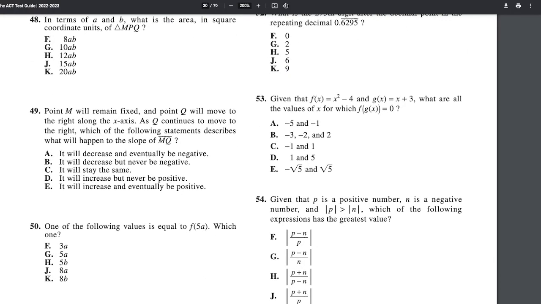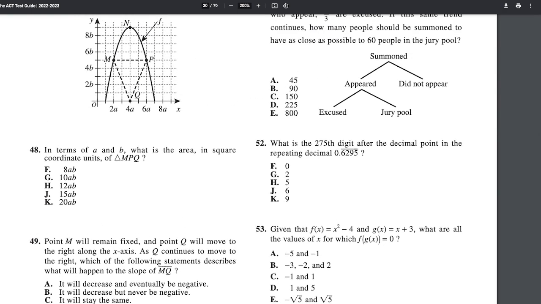49. Point M will remain fixed. Point Q continues to move to the right along the x-axis. As Q continues to move to the right, which of the following statements describes what will happen to the slope of MQ? This is a very interesting question. So first I'll realize, is MQ a positive or negative slope? It's a negative slope, because a positive slope is like this and a negative slope is like this. So yeah, it's a negative slope.